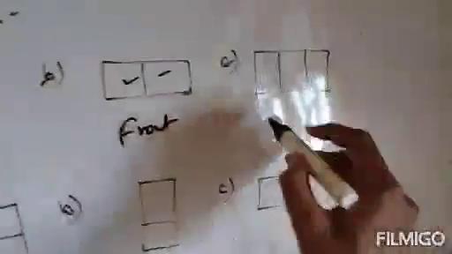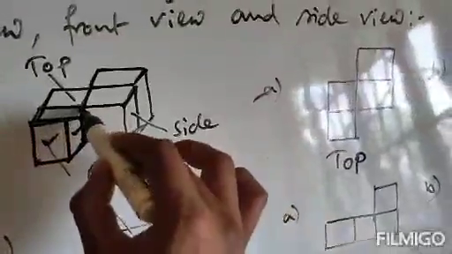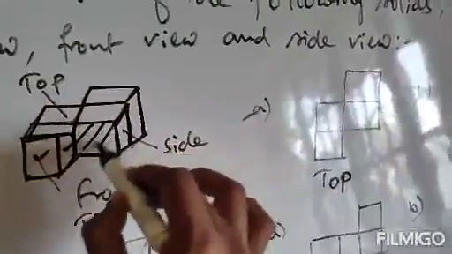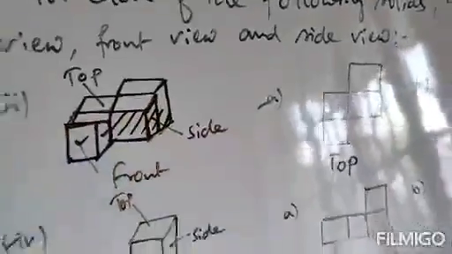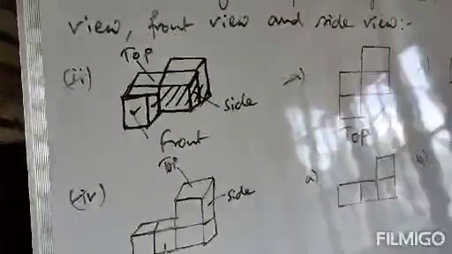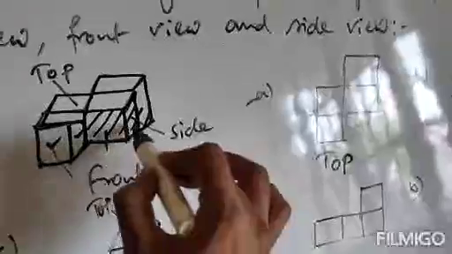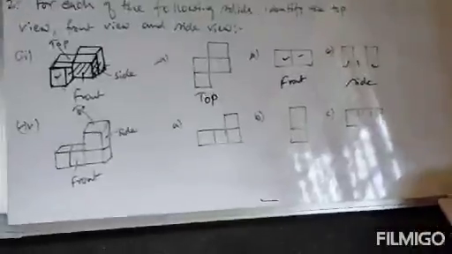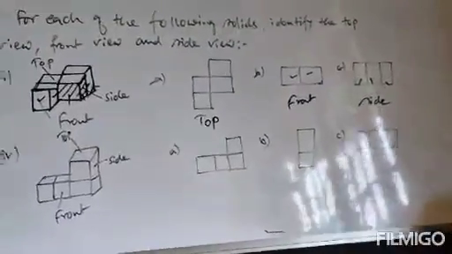That means the remaining will be the side view. See the side view option. That means this portion will be the side view. It is already marked: top view, front and side already marked. So in the side view, 3 blocks are there. 1, 2, 3. 3 blocks are there, and see the option, also 3 blocks are there. So that is the side view. Clear? So in this way we will solve the question.